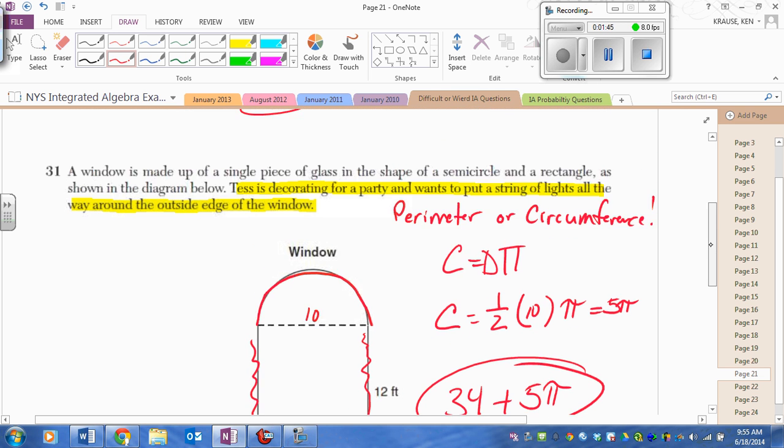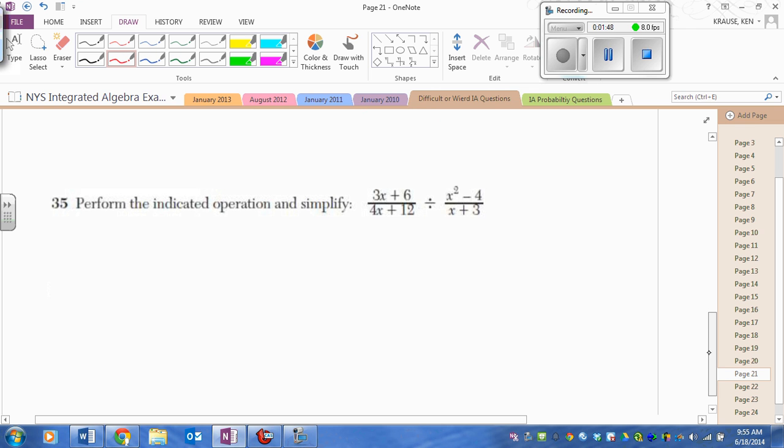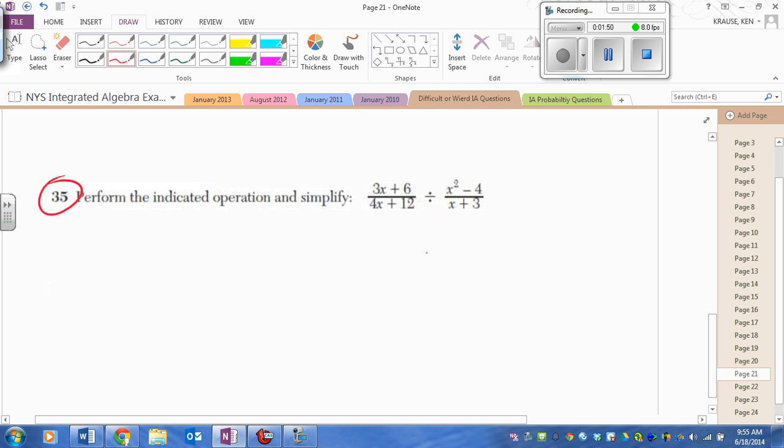This is question number 31. So this should have been a relatively easy 2-point question. 35, it's a 3-point question, so it's not easy, but it's not too bad.